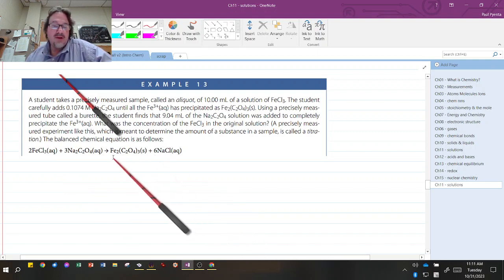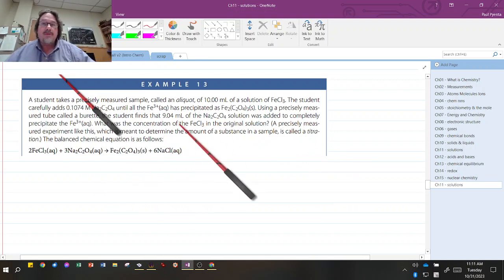And this is really nice. They balanced it for me. Whenever you have a reaction and you're going to do some kind of calculation, you got to make sure you have a balanced equation. And they've done that for us. All right. Then it says, using a precisely measured tube called a burette, the student finds that 9.04 milliliters of this sodium oxalate solution was added to completely precipitate the iron. What was the concentration of that original iron 3 chloride in the original solution? This is called a titration, basically.